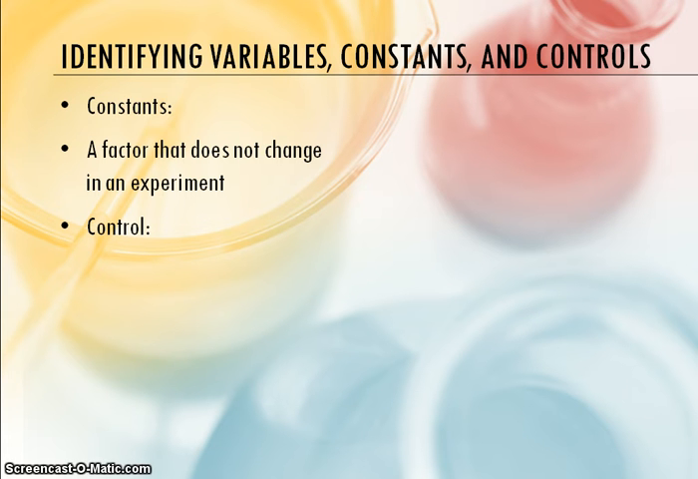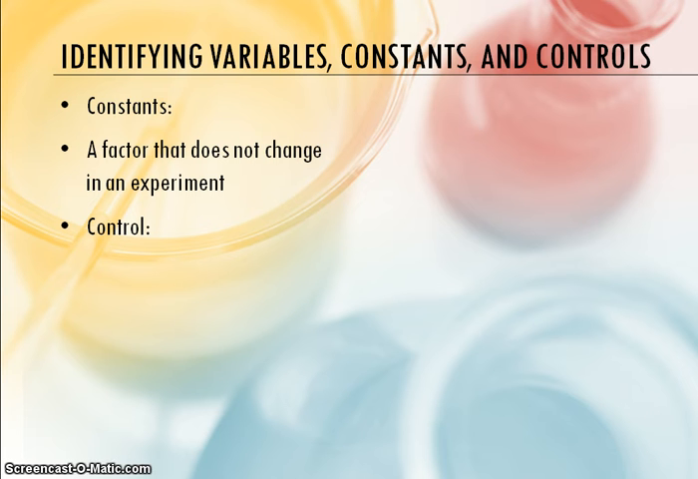Your control, to find your control in an experiment, is two things. First thing, it needs to be one of your trials. So in any experiment, you're going to have at least two trials, if not more. Your control group or your control trial is going to be one of your trials, like I said.